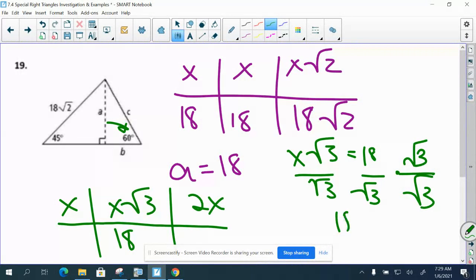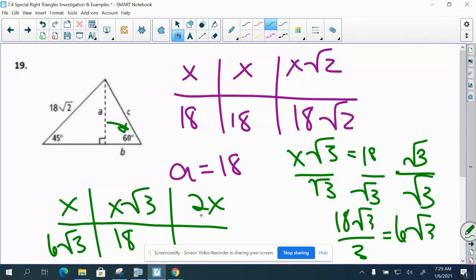So you get 18 square root 3 over 3, which simplifies to 6 square root 3, because 18 over 3 is 6. Now for this one, you're not taking half of 18 and multiplying by square root 3. You're taking a third of 18 and multiplying it by 3, because we're working with square root 3. So 6 square root 3. And then to figure out the hypotenuse c, you're just going to take x and multiply it by 2, which would be 12 square root 3. So that gives you c.